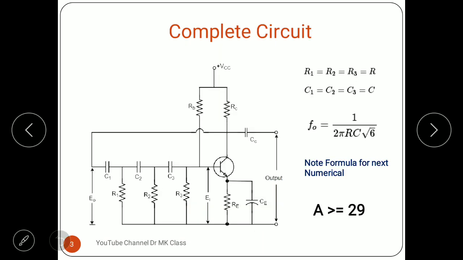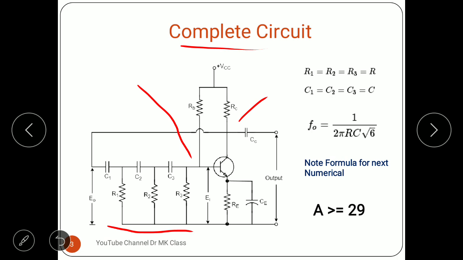So see the complete circuit. It is a complete circuit where the R and C network, 3 stages of RC network, will give you a 180-degree phase shift up to this point. Then another 180-degree phase shift is given by the amplifier output. So at this point a 360-degree total overall phase shift will come.